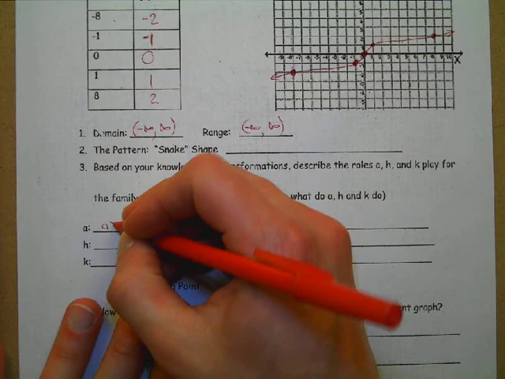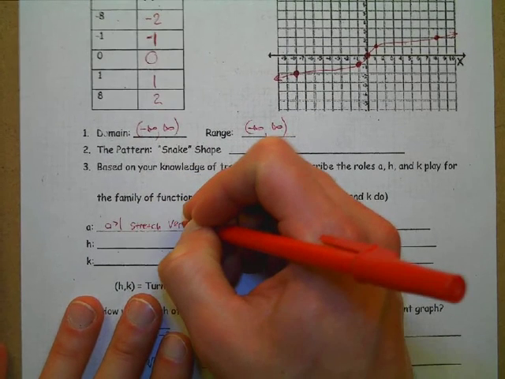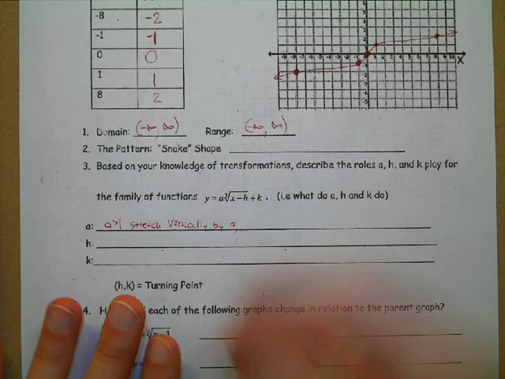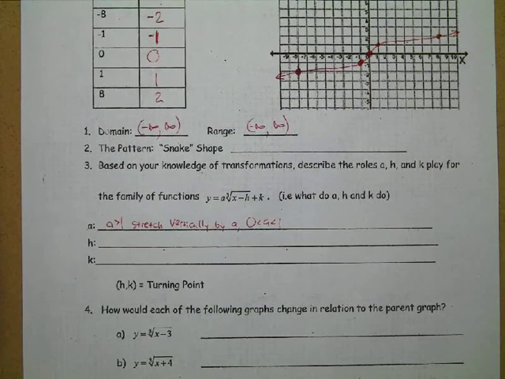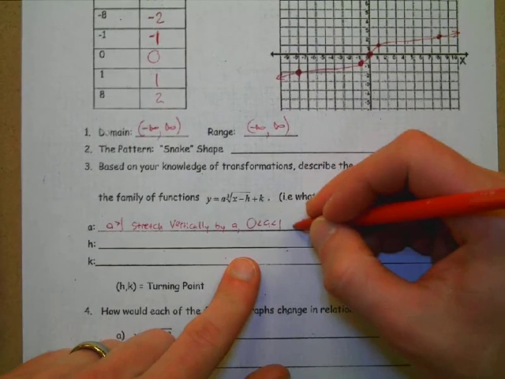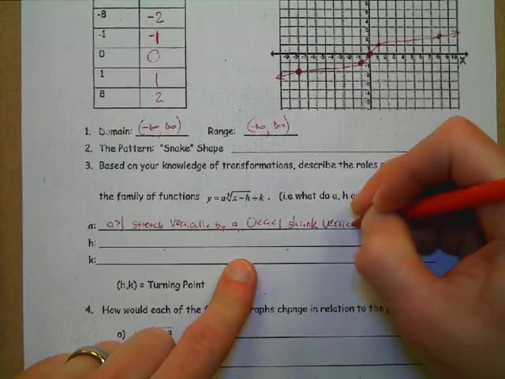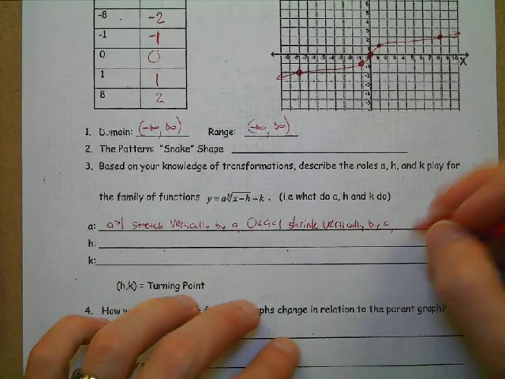Okay, so if A is greater than 1, we will stretch vertically by A. Okay, what if A is between 0 and 1? It won't stretch, it'll be, instead of a stretch, a shrink. Exactly right, a shrink. Okay, so between 0 and 1, we will shrink vertically by A. And what if A is negative?